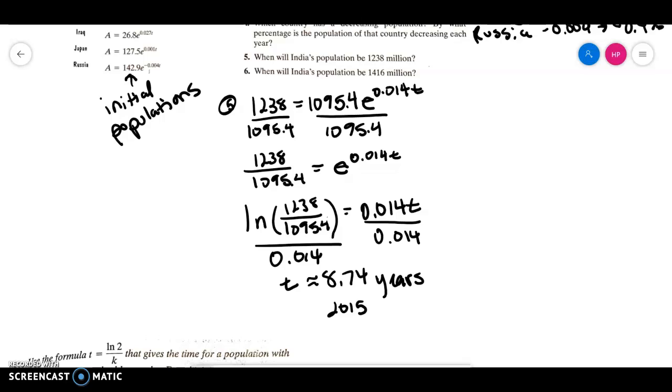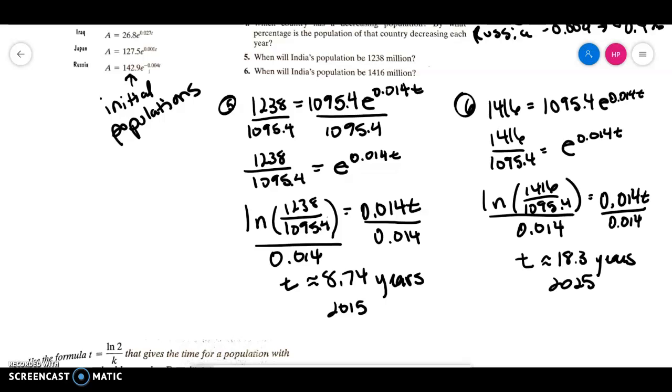For number 6, it's going to be the same thing. I'm going to pause the video and write out the work, and then you can come back and check your answer. Okay, so here's all the work for number 6. It looks exactly like number 5 since we're still talking about India. It's just that we don't have the 1,238. We have the 1,416. First I divide. Then I rewrite it as a natural log, and then to get the t isolated, I have to divide again by that 0.014.